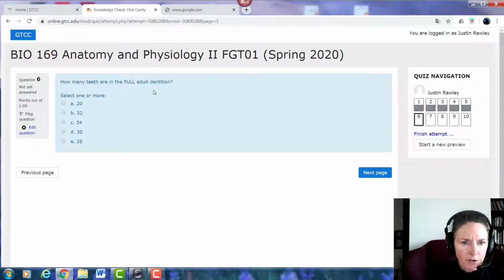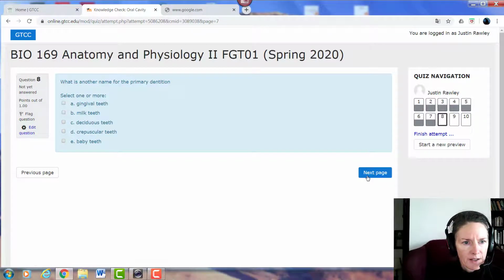How many teeth are in the full adult dentition? Assuming you have your wisdom teeth, it will be 32. Which are the last teeth to erupt in the adult dentition? The third molars. What is another name for the primary dentition? The deciduous teeth, because like leaves on a tree in fall, they come out.